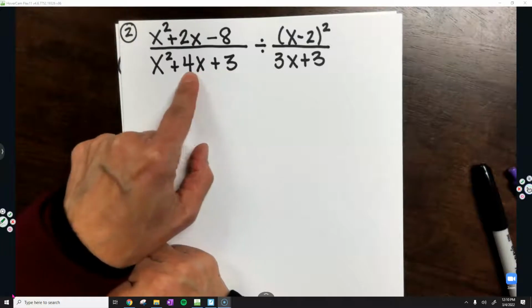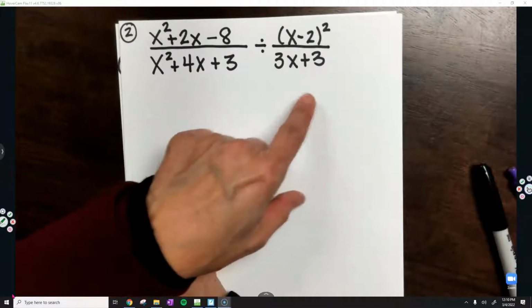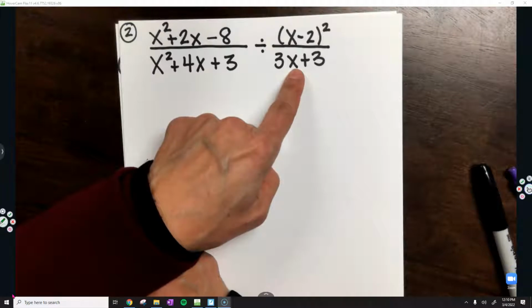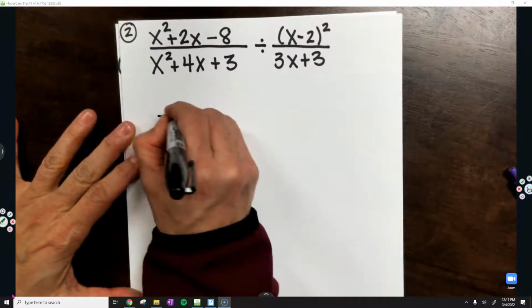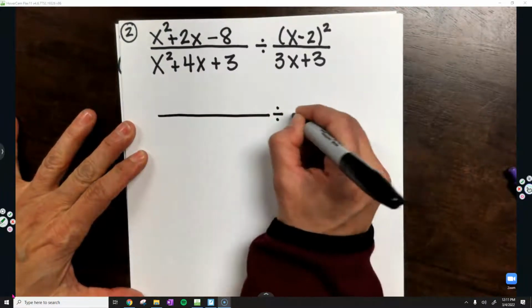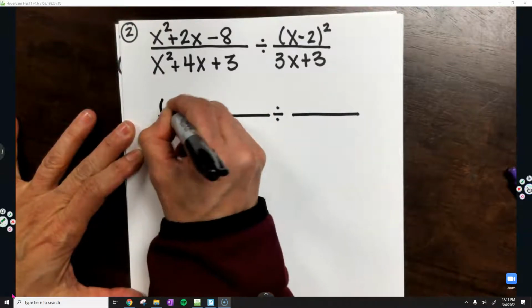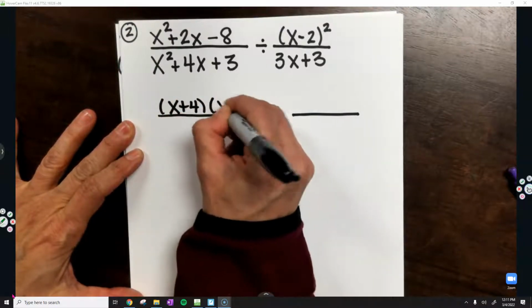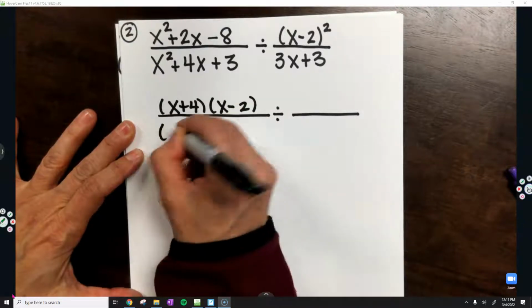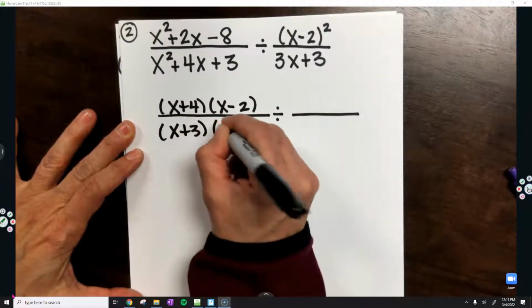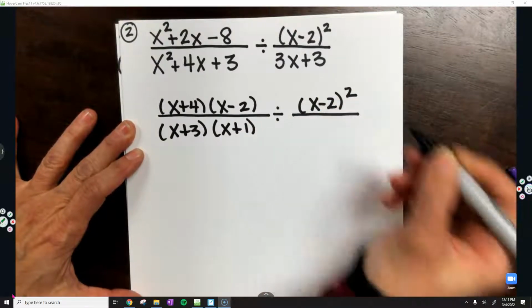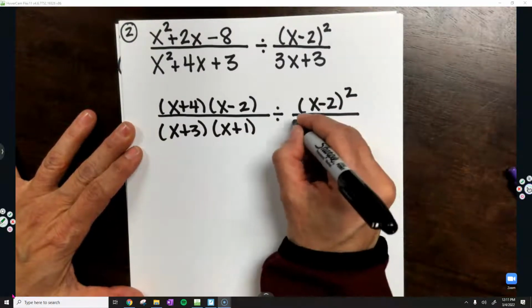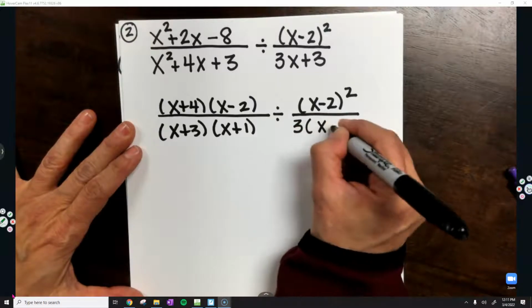3 times 1, 3 plus 1. And then you can still factor that. What do you do? 3x plus 1. Yes, you factor out a 3. All right, so let's go ahead and do that. So I'm going to recopy the problem. And we're going to use the +4 and the -2 for the top. We're going to use the +3 and the +1 for the bottom. And then remember, on the other fraction, all we could do was factor out a GCF.